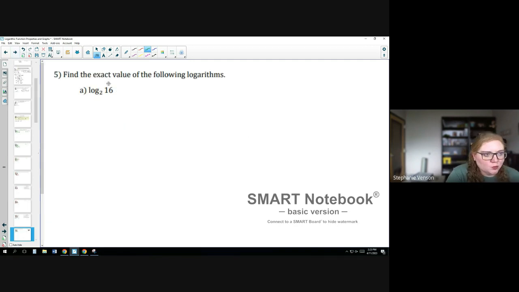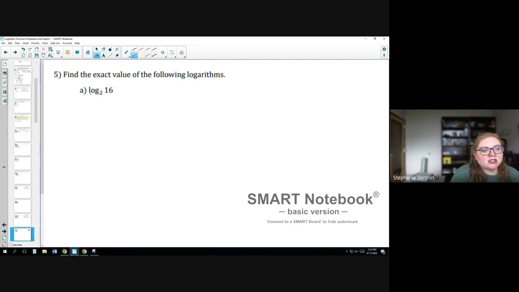But for now, we'll go on. It says, find the exact value of the following logarithms. So we're going to do this by rewriting logs as exponentials. We're going to use what we just learned in example 4 to actually simplify these logarithms. Or another way to say that is find the exact value of them.